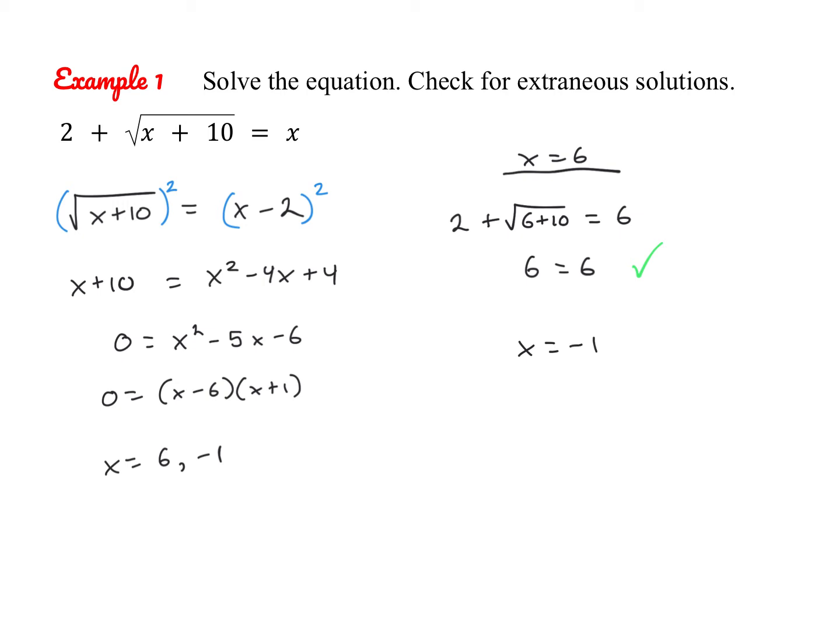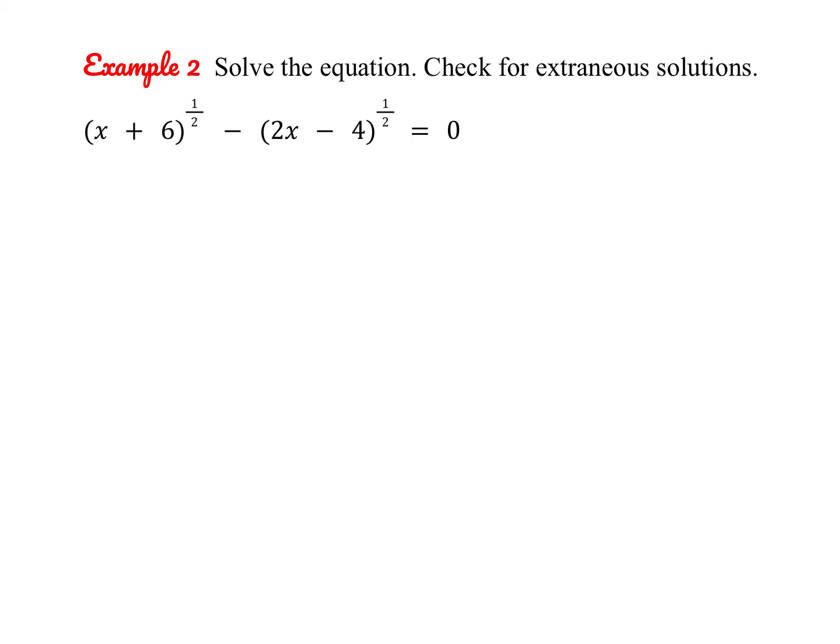Now let's check negative 1. Okay, so here we get the square root of 9, which is 3. So this actually gives us 5 equals negative 1, which we can see is just not true, meaning that negative 1 is an extraneous solution, and meaning that we just have one answer, which is x equals 6.